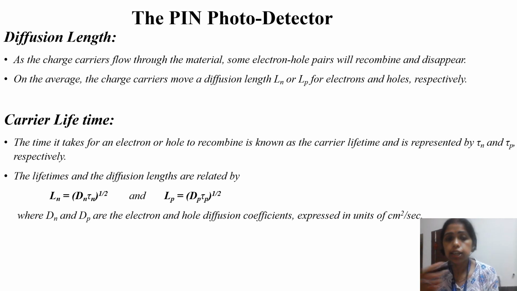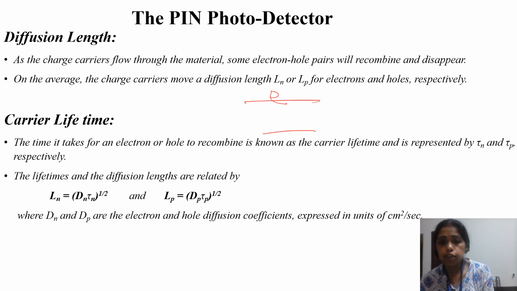There are two parameters, the diffusion length and the carrier lifetime. Both are interrelated. Diffusion length means, suppose there is an electron-hole pair and it is diffusing towards one side. After some time, this electron will come back to the ground state. This is called recombination.